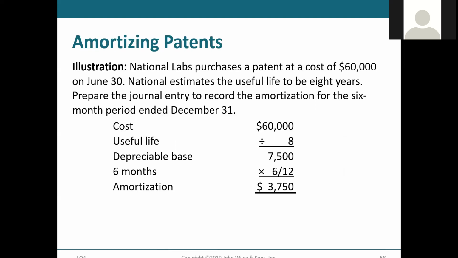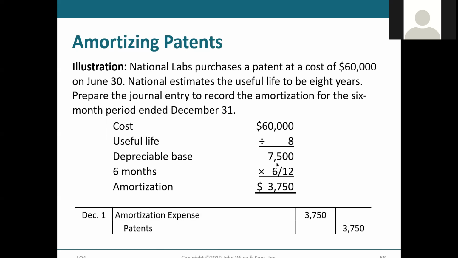Amortizing a patent. National Labs purchased a patent at a cost of $60,000. It estimates the useful life to be 8 years. Prepare the journal entry to record the patent amortization for the 6 months ended December 31st. So they paid $60,000. Divide by 8, the amortization is $7,500 per year. Divide by 2, you get $3,750.